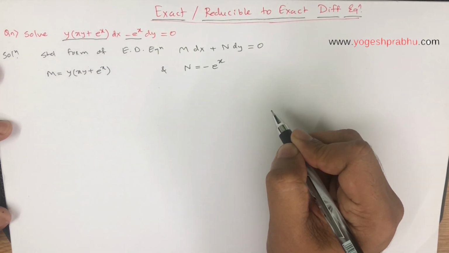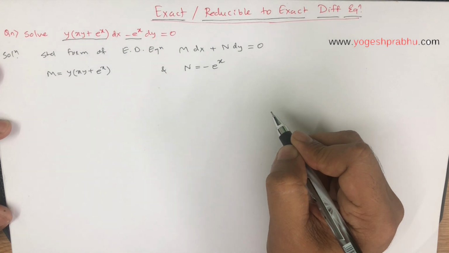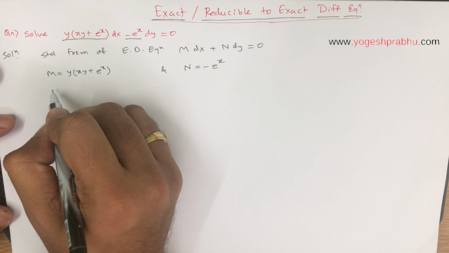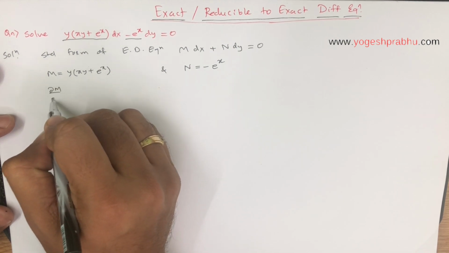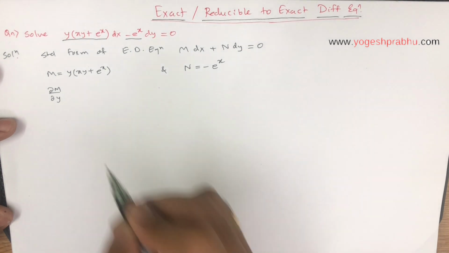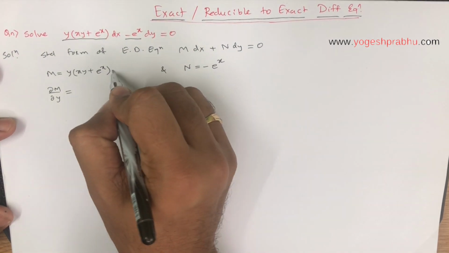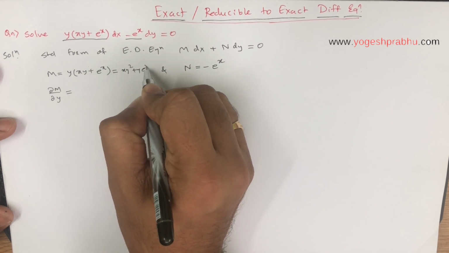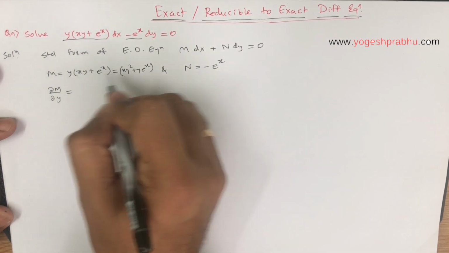Now as soon as you write down and get the values of M and N, the next step is we will find the partial derivative of M with respect to y. You might want to call it dou M by dou y. So we can solve for dou M by dou y. Let me first multiply this inside. This is xy square plus y e to the x. So I just multiplied that y inside.